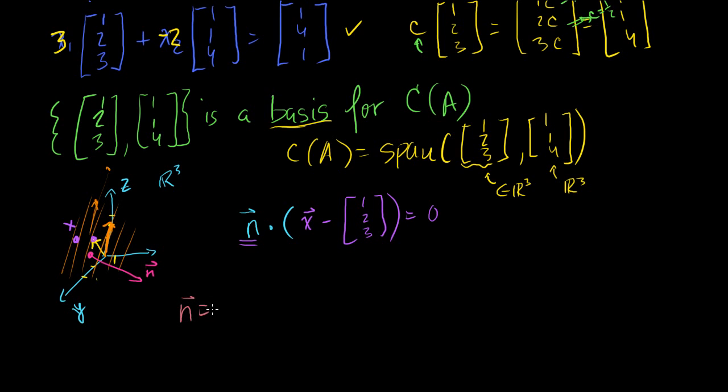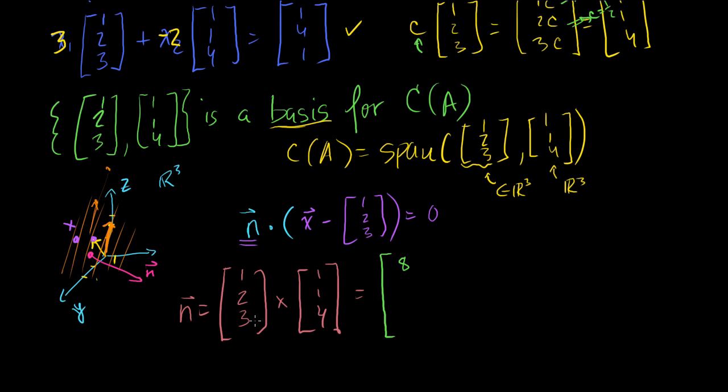So let me define my normal vector to be equal to (1, 2, 3) cross (1, 1, 4). And what does this equal? My first term, I ignore that. I get 2 times 4 minus 3 times 1. 2 times 4 is 8, minus 3 times 1. 8 minus 3.